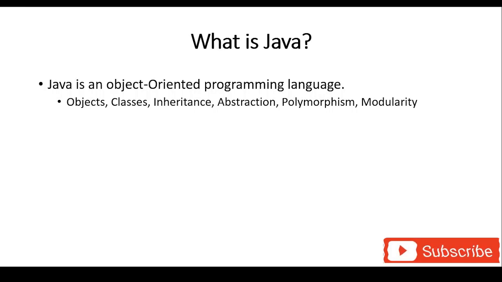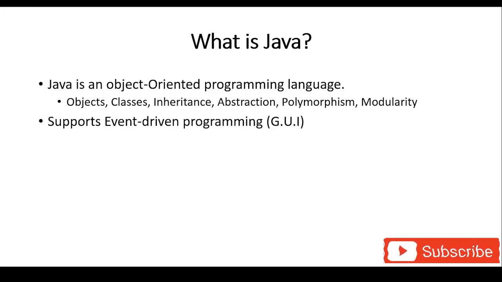Then we have modularity. This way you're able to divide a huge program into small subsets that we call modules. Then we talk about how Java supports event-driven programming. When we talk about event-driven programming, we mean that the actions that a program is doing are influenced by the actions that the user does. For instance, when a user clicks a button, the program reacts in a certain way. When the user inputs text in a text field, the program behaves in a certain way. Much of the software that has a graphical user interface falls under the event-driven programming paradigm.